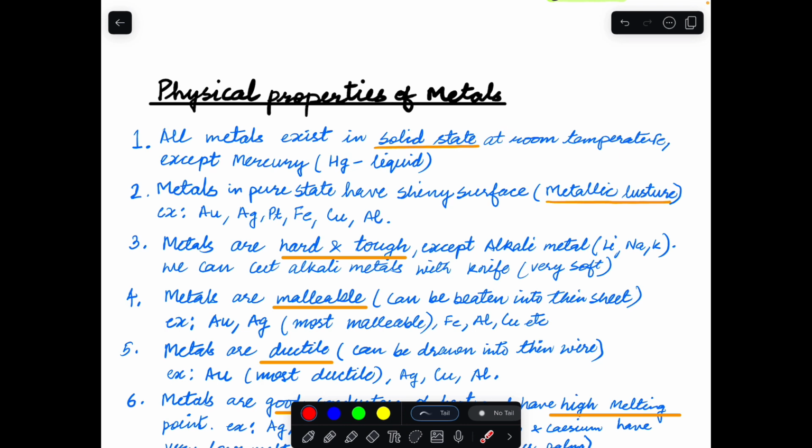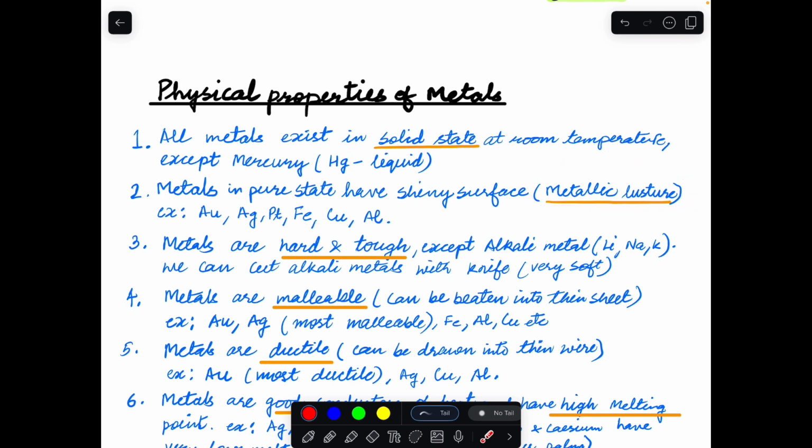So the very first physical property: all of us know that metals exist in the solid state, that is, they are solid at room temperature, and the only exception in this case is mercury, which is liquid. You have to remember symbols of different elements, so make a list of symbols of different elements, so that you are not getting confused in your exam. Second physical property is that all metals have metallic luster.